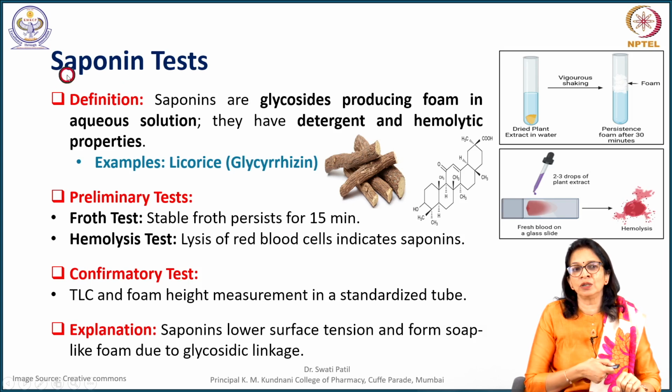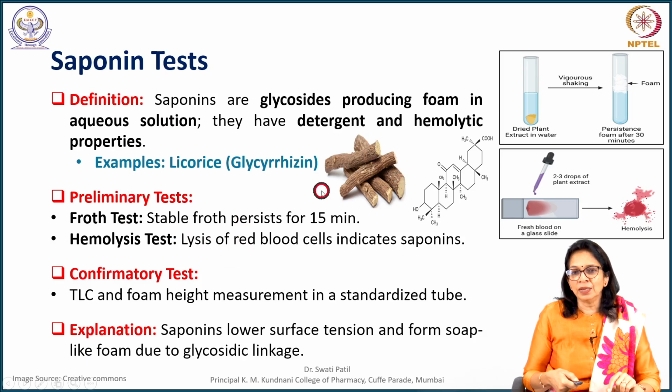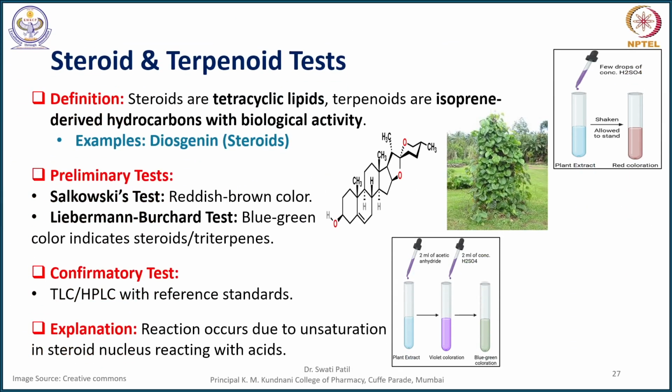That is why they are called soap-like saponins. Hemolysis is when you take the plant extract and add a drop of blood. The plant extract, if it contains saponin, leads to hemolysis of the red blood cells. This is the hemolysis test for confirming the presence of saponins.